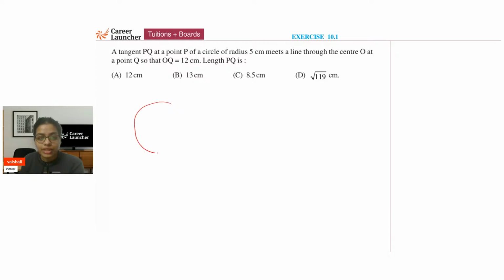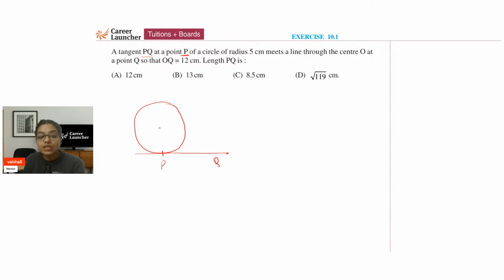So first of all, एक circle बना लेते हैं. So this is my circle that I am dealing with. Now they are saying कि there is a tangent PQ, ठीक है, and point P पे, point P is the point where it is touching the circle. So for instance this is my tangent. So over here P है and Q है यहाँ पे by chance.